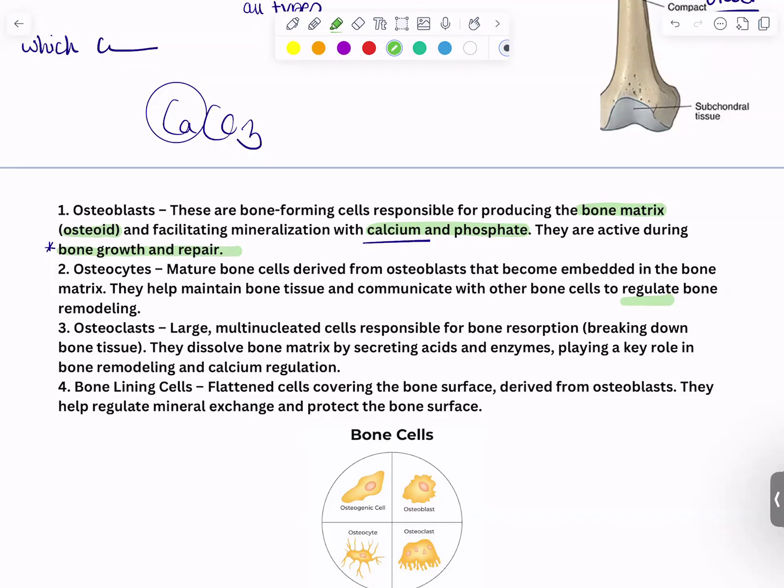If you have a question, what is bone remodeling? Bone remodeling is a process, let's say it this way, in which old bone is removed. And at the moment that we are removing the old bone, we are going to make new bone. Okay.